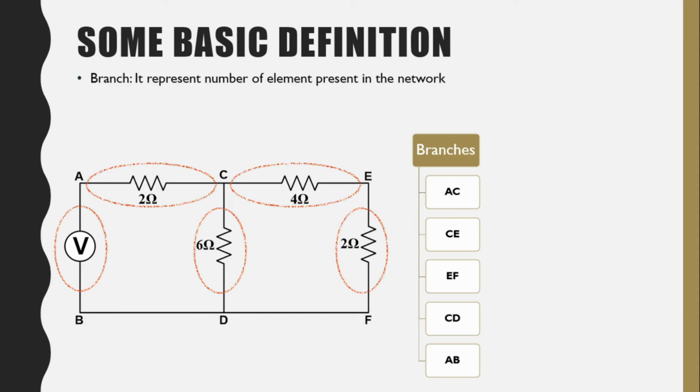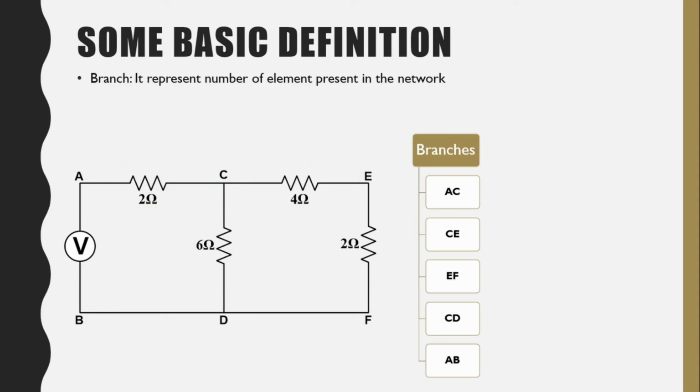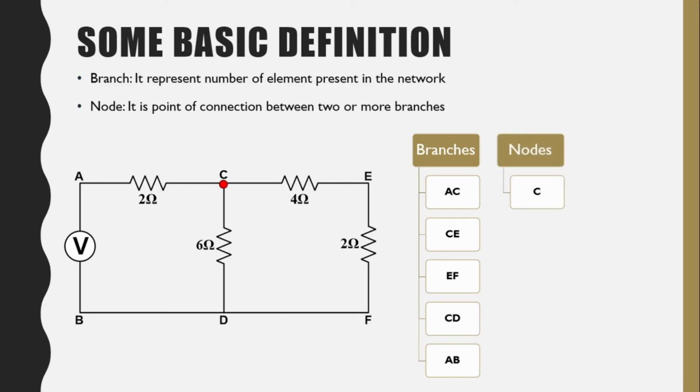Next, one should know the other definition, that is node. So node is the point of connection between two or more branches. As you can observe, between two branches there is a node. So in between AC and CE there is a node present, that is point C, and similarly point D also is a node.